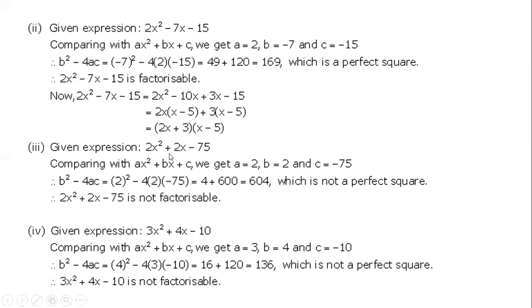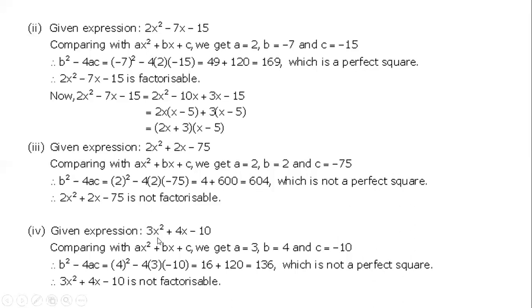Come to the third one. This is 2x square plus 2x minus 75. Compare this one. So we'll get a = 2, b = 2 and c = minus 75. Find b square minus 4ac. This is 604. Not a perfect square. So this expression is not factorizable. No need to find a solution because the expression is not factorizable. How can we find out the factors?